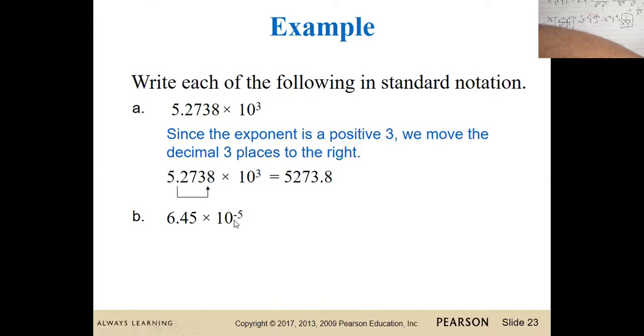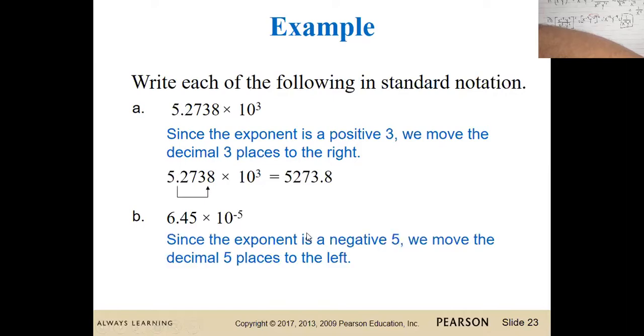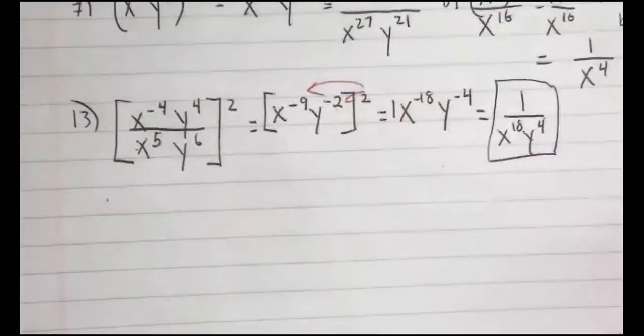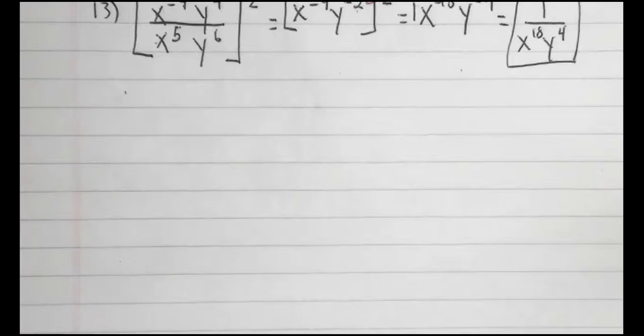6.45, since we're doing it to the 10 to the negative 5, that means we are going to make it smaller. So that means you're going to the left 5 places. And then sometimes you have to add zeros, okay? So here you had to add some zeros to move it 5 places because there weren't any numbers there to move it. And then that's what it would look like. And we'll do some examples of those. But the PowerPoint was kind of a little easier to explain that.